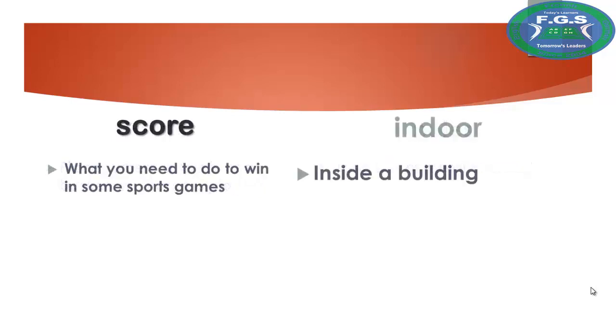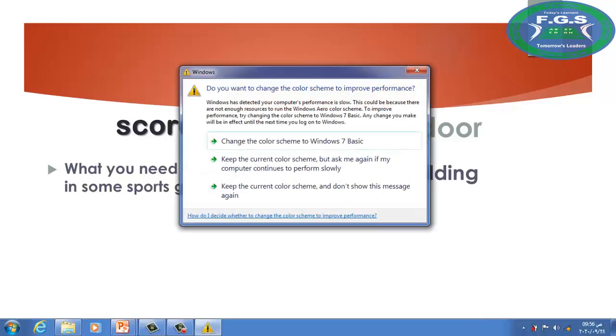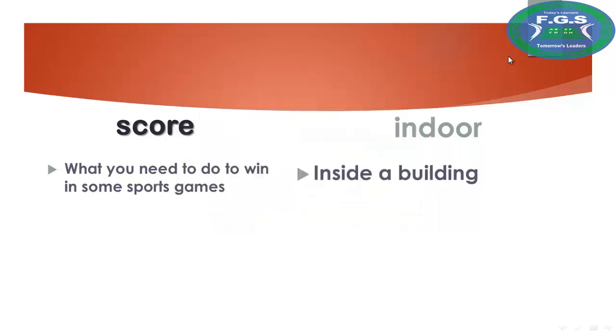Score. Score means what you need to do to win in some sport. Of course, to win in some sports game, you need to score goals, score points. So this is what we call score. To score is what you need to do to win some sports game.